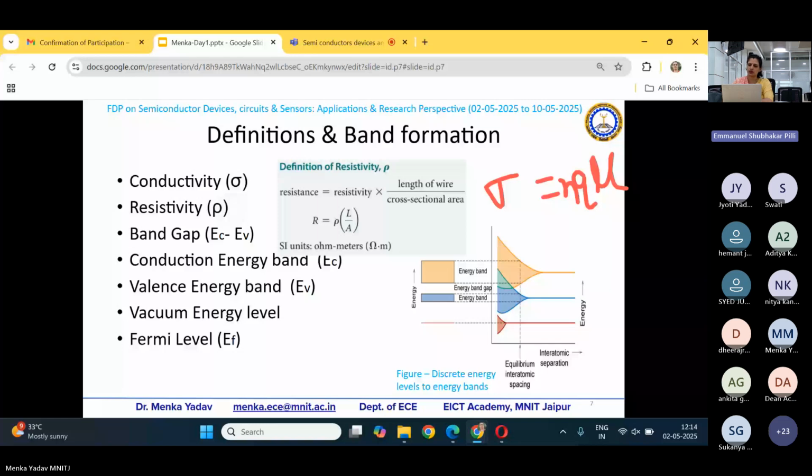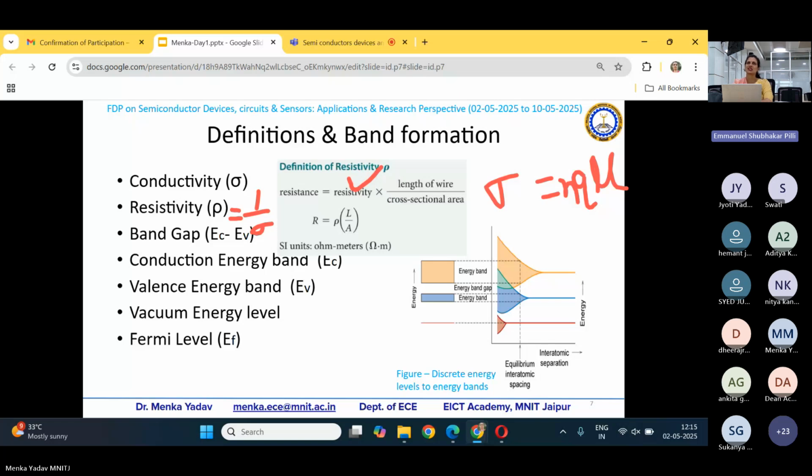Resistivity is a virtue of the material. In order to find out the resistance, resistance can be represented as given in the formula: resistivity times the length of the wire divided by the cross-sectional area. This particular formula is given for the wire, but this is applicable for all types of materials. Like for semiconductors, also the formula will remain the same. It will be decided by how much is the length of the semiconductor divided by how much is the cross-sectional area of that particular semiconductor. So that will be the resistance offered by that particular semiconductor bar, or let's say the conducting bar or something else.